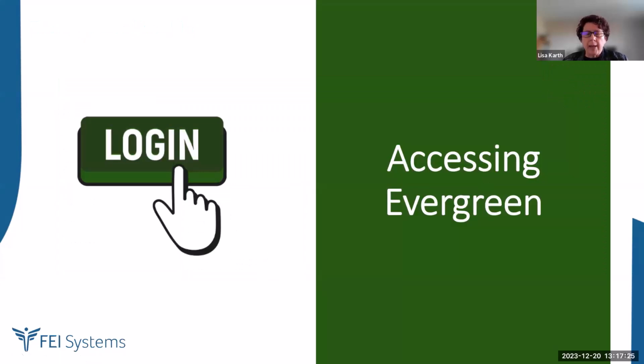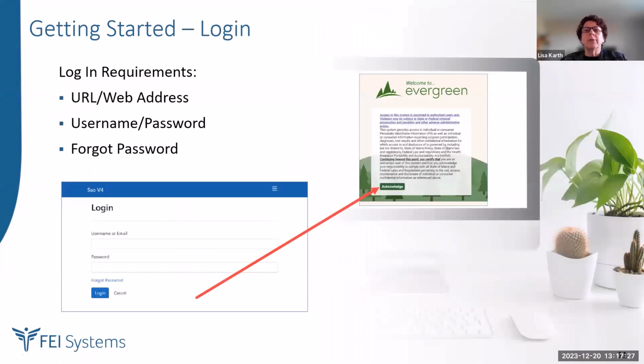I want to talk about accessing Evergreen. You have to log into the system. It's the same as if you log into any other system. You need your URL or your web address. You need your username and your password. And so you input your username as well as your password. Now, if you can see this screenshot here, it says username or email. It's a username you're entering. Email is not going to work.